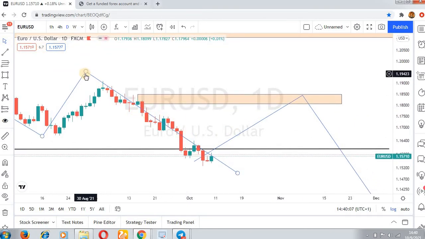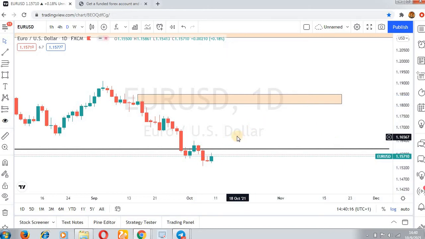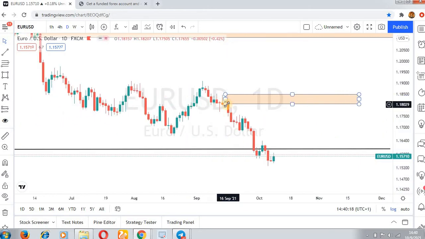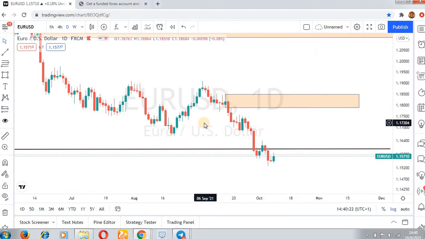Let me remove all these things. So you see how we are breaking things down. So if we came down to the weekly, you cannot get the clear institutional candle. Right? That's our point of interest. So you can now break down to look for the best time frame that will give you the point of interest. Correct? That's what we're looking for.